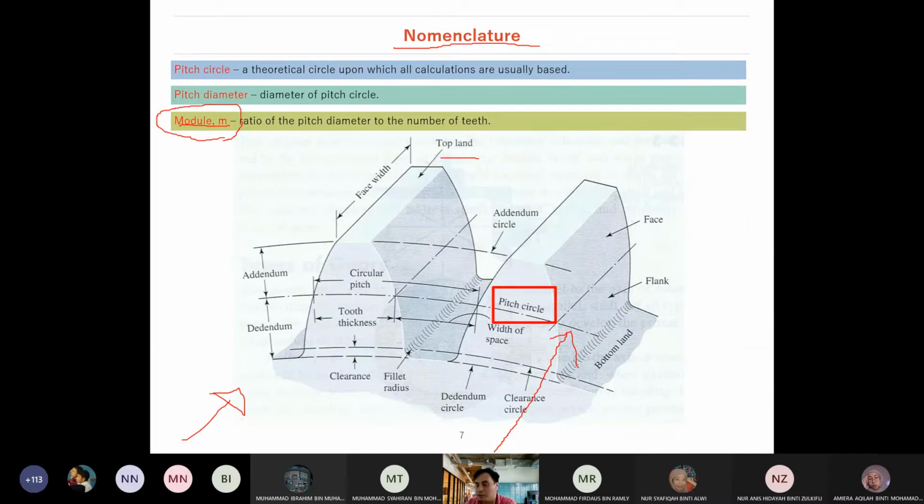Usually module ni is very constant. So dia nak tahu for each diameter, how many number of teeth. This is very constant, that's why we call it a ratio. So yang awak nak kena tahu ialah pitch diameter ni is very common dalam calculation nanti. So you have to take care about this. Okay, next.